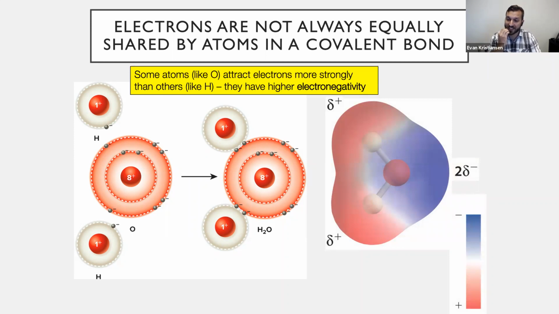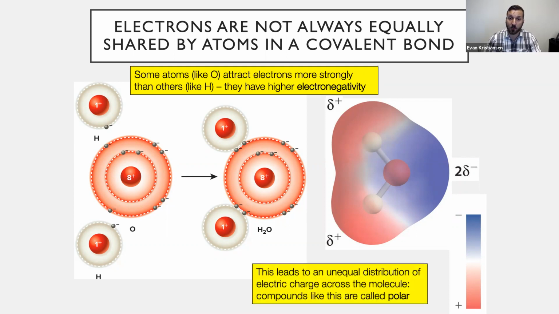What this results in is an uneven sharing of the electrons in the molecule. And that results in a molecule that has a polarity. It has a more negative side, an area where the electrons hang out more often, and a more positive side where the electrons hang out less often. If this sounds a little bit like a magnet, that's correct. This forms a polarity in the molecule, one side that is different than the other side.